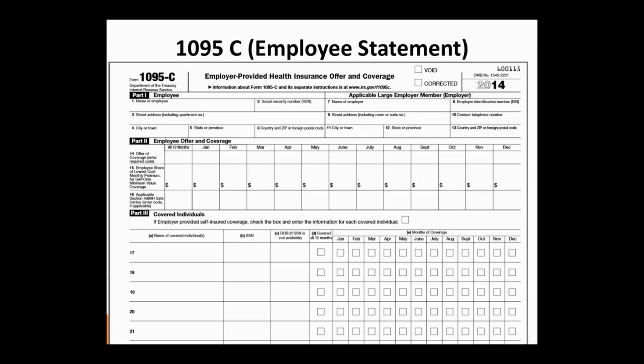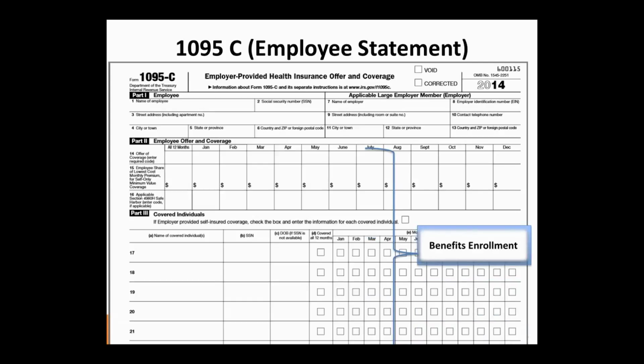And for those of you that are curious about the B forms, really the data that the B forms hold is what's in Part 1 and Part 3. That's why I said if you know the C, you know the B. For those of you that are fully insured, you're required to complete Part 1 and Part 2. If you're self-insured and 50 or more employees, you're going to do Part 1, Part 2, and Part 3. So to start, the top part is just basic employee information.